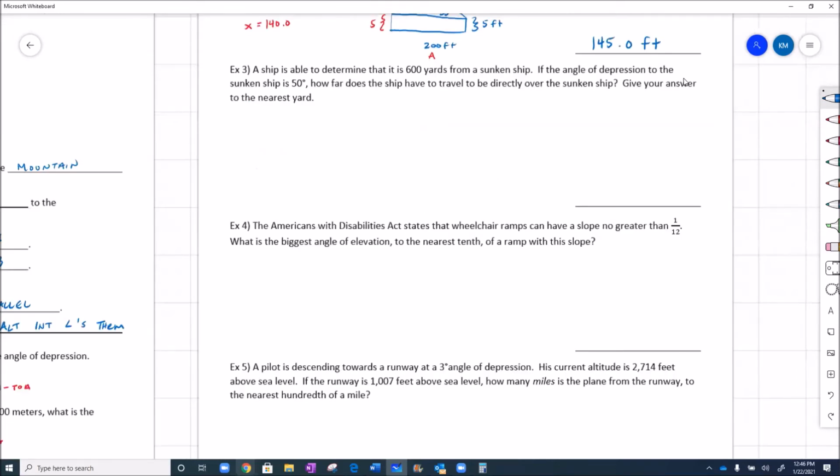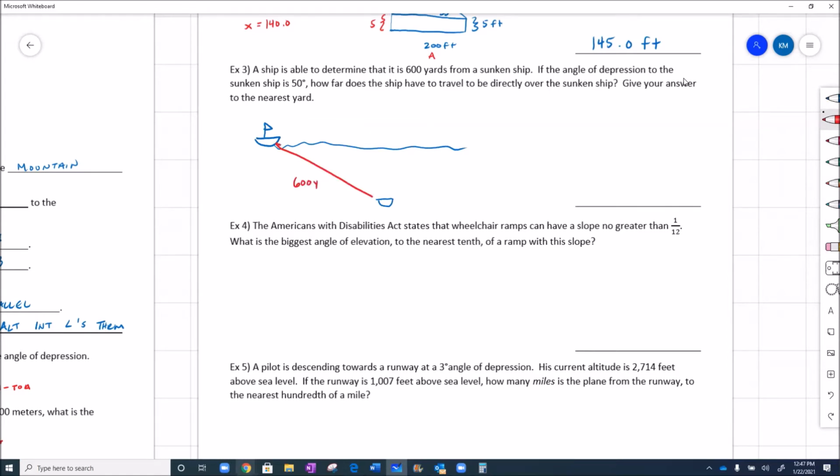Number 3, a ship is able to determine that it is 600 yards from a sunken ship. If the angle of depression to the sunken ship is 50 degrees, how far does the ship have to travel to be directly over the sunken ship? Give your answer to the nearest yard. So here's what we got. We've got a ship. And we see that this ship can say that it's 600 yards from a sunken ship. Okay, got that. Let me use a different color. So from a sunken ship, distance 600 yards.